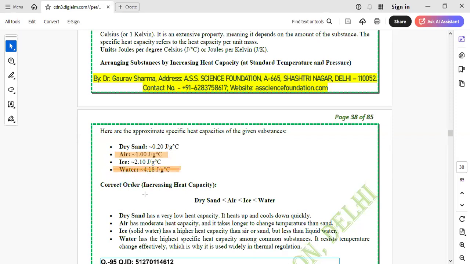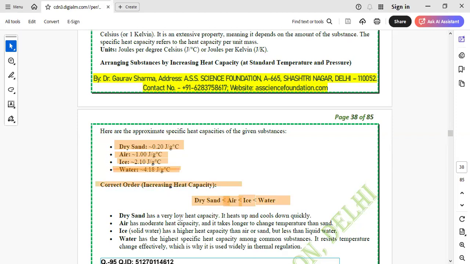It is around 1 calorie. Then ice is 2.10 and dry sand is 0.20. These are the standard values. If you know the values for air and water, the specific heat, we know water has the highest among these, and air is unity, which everyone remembers from 11th and 12th. If you remember that, then you can arrange that water is having maximum, then ice, which is in between and is a form of water only, then air, and then dry sand. So this is the order of increasing heat capacity.